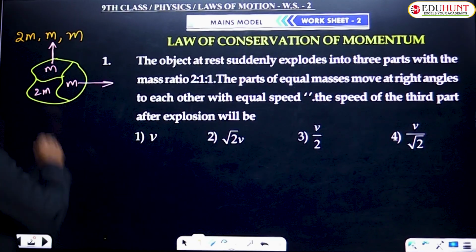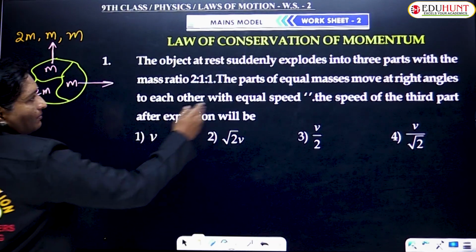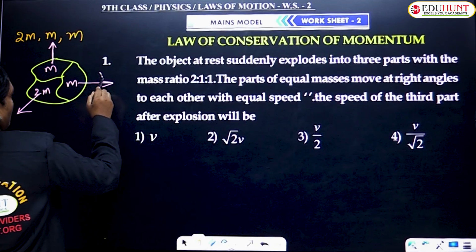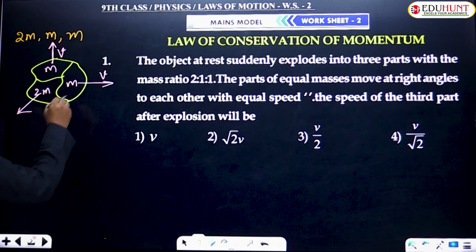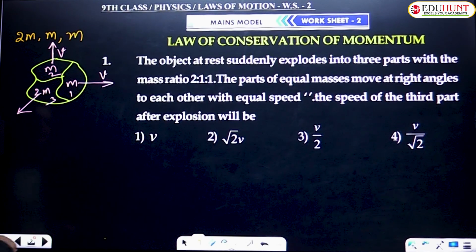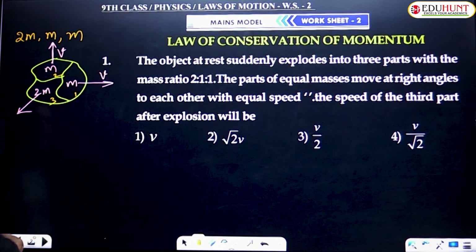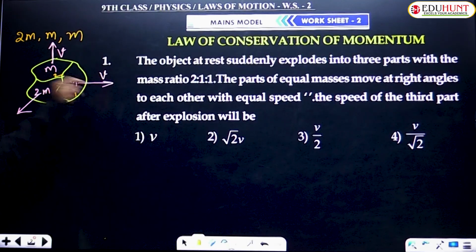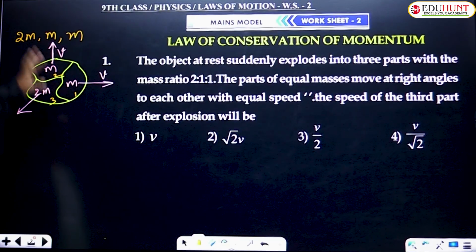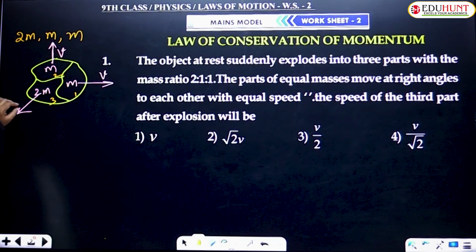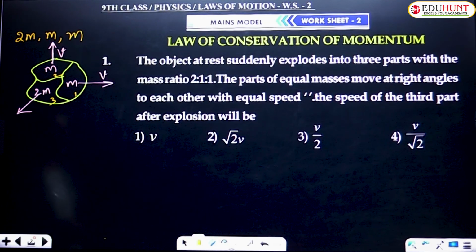Now you are asked to find the speed of the third particle after explosion. Let us suppose they move at right angles to each other with equal speeds. If this is moving with speed v, this must also move with speed v. This is the first particle, the second particle, and let us suppose this as the third particle. So 3 parts: the first part of mass m moving with speed v along positive x-axis, the second body of mass m moving with speed v along positive y-axis, and you are supposed to find the speed of the third particle having mass 2m. This is your given data.